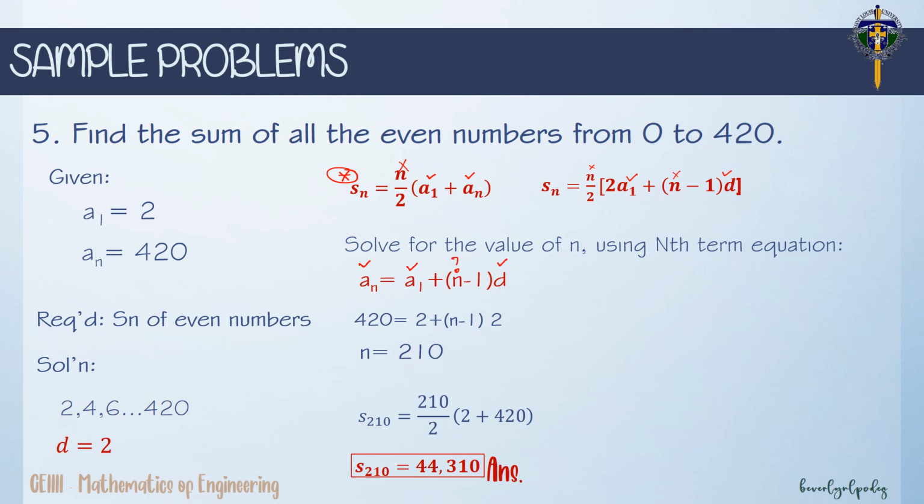We can also use this other equation just to check if they will yield the same values. So using this equation, we substitute S sub n is equal to, the value of n is 210 divided by 2, multiplied by the quantity, 2 times the first term. Our first term is 2, so 2 times 2, plus n minus 1, which is 210 minus 1, multiplied by the common difference, which is 2. So this will yield an answer of 44,310, which is the same as our previous answer. So therefore, this is our final answer.